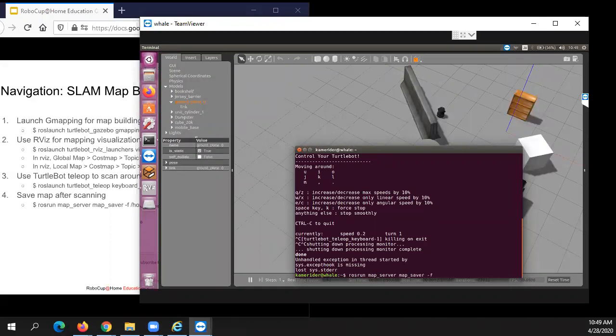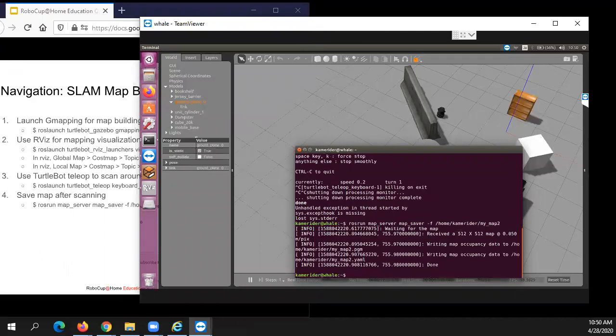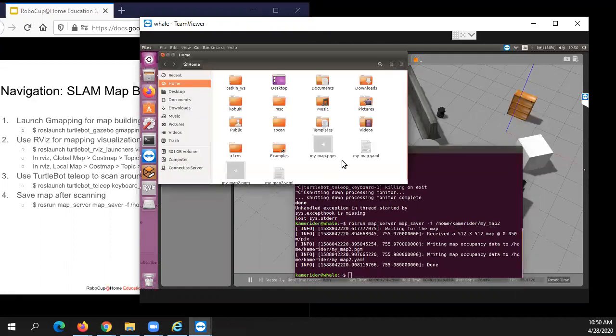Then this is where you give the location that you want to save your map. So for my map, I add my map 2, for example, but you can change it to any name you like. I do this and make sure you get something like done, which means you have saved it. And just to double check, you can go to where I have the map.